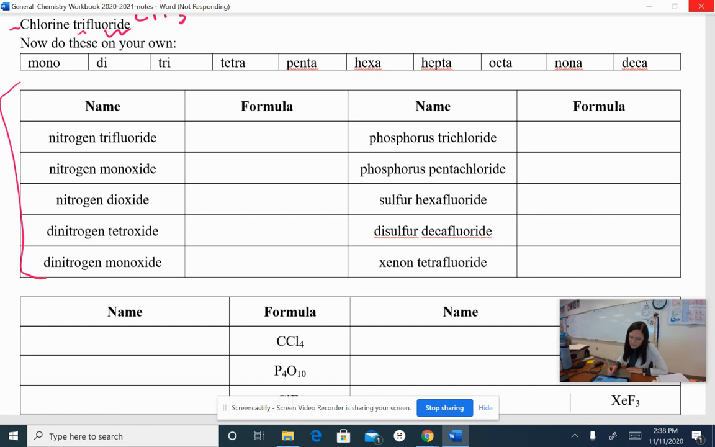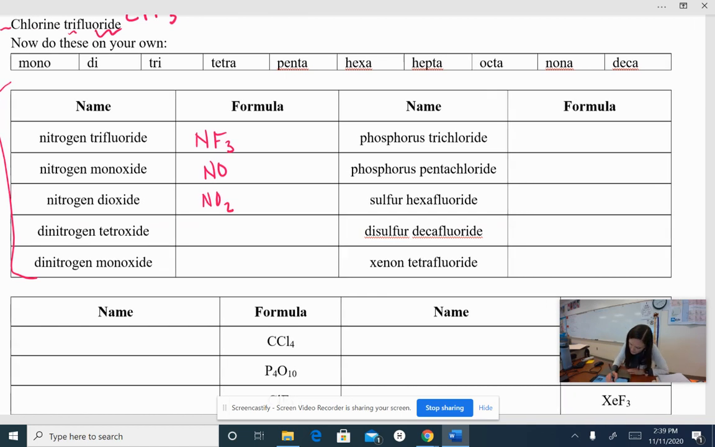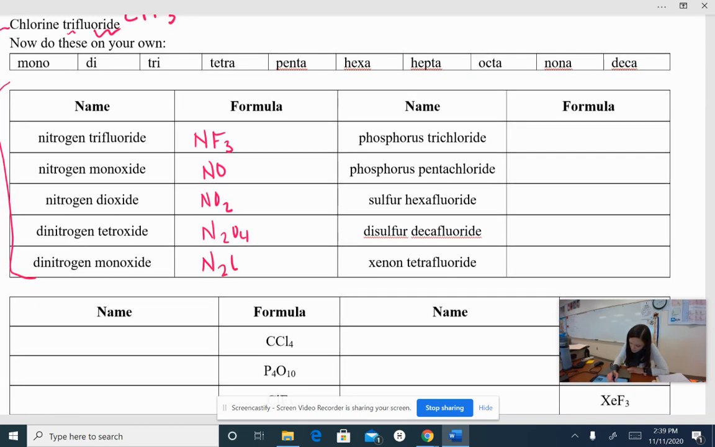All right, nitrogen trifluoride. Did you come up with NF3? Nitrogen monoxide. Did you come up with NO? Nitrogen dioxide. Did you come up with NO2? Dinitrogen tetraoxide. Did you come up with N2O4? Dinitrogen monoxide. Did you come up with N2O? Okay, phosphorus trichloride. Did you come up with PCl3? Phosphorus pentachloride. Did you come up with PCl5?